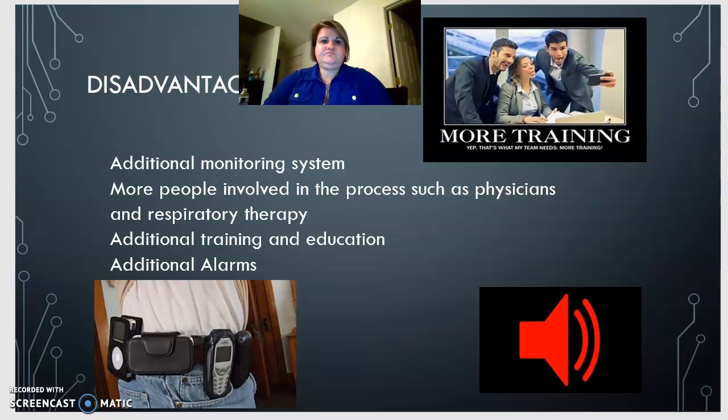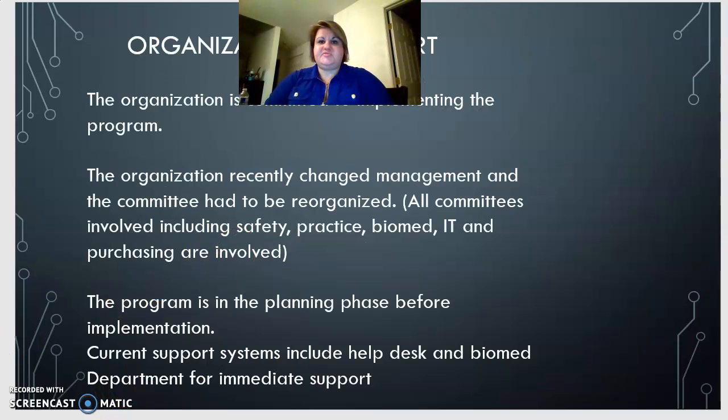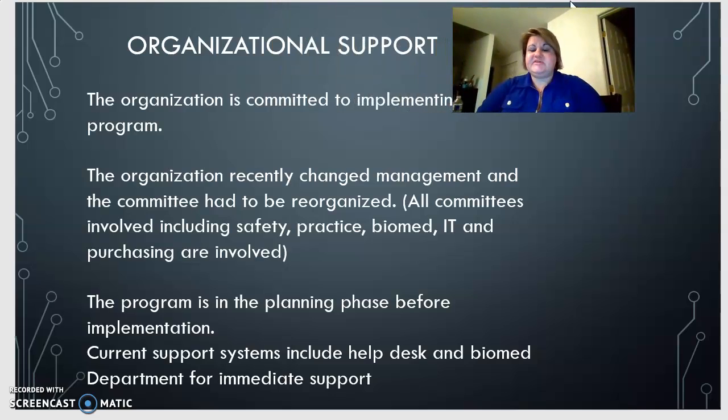Organizational support. The organization is committed to implementing this program. We have been working on it for 2 years. We have recently changed management. All the committees have been reorganized. All committees involved include safety practice, biomed, IT, purchasing. The program is in the planning phase before implementation. Current support system is available for any clinical staff or any clinical program or the help desk biomedical department. They're available for immediate support.